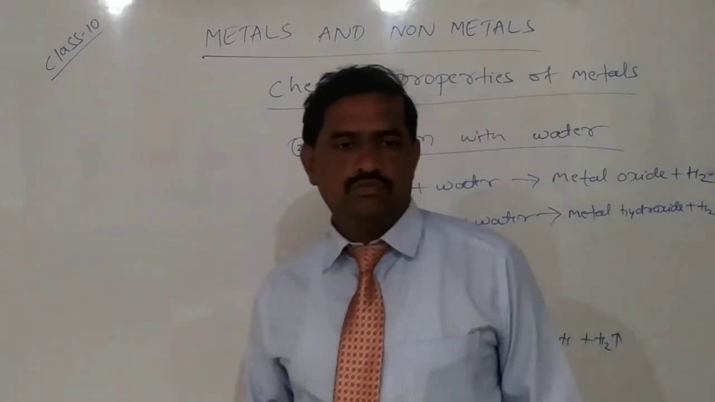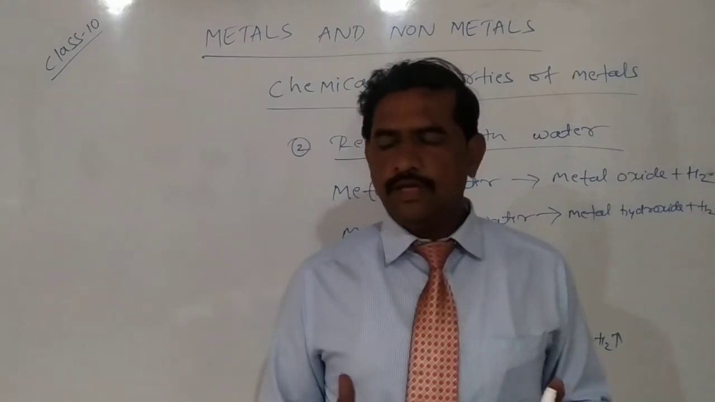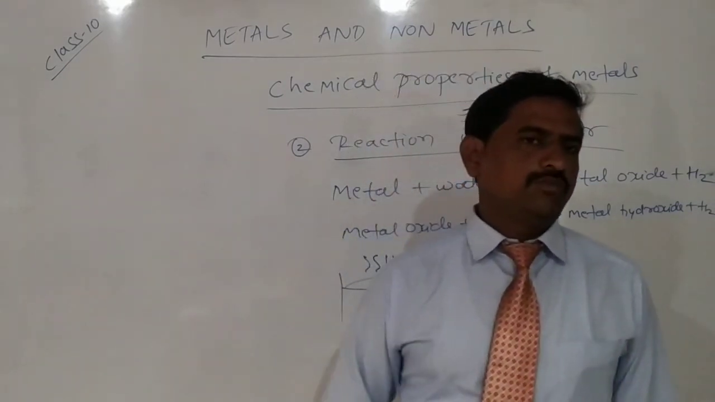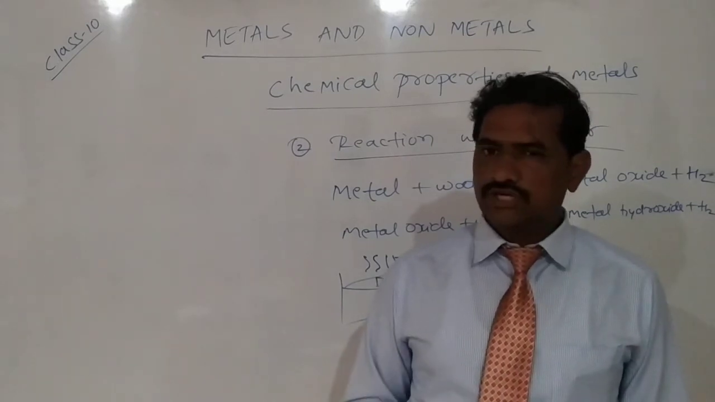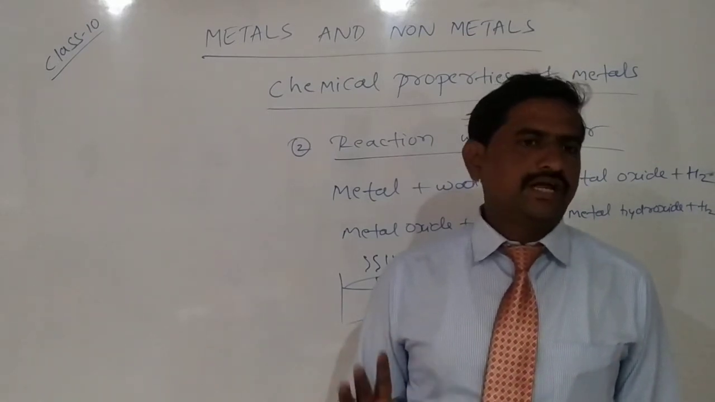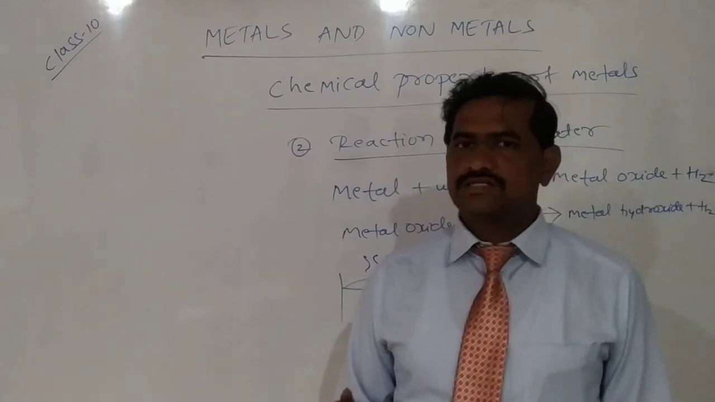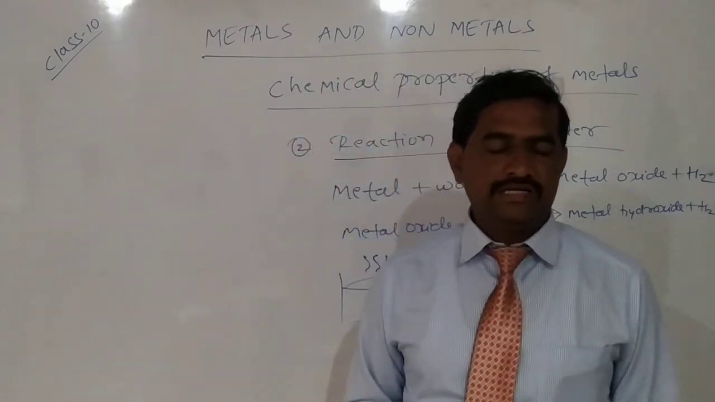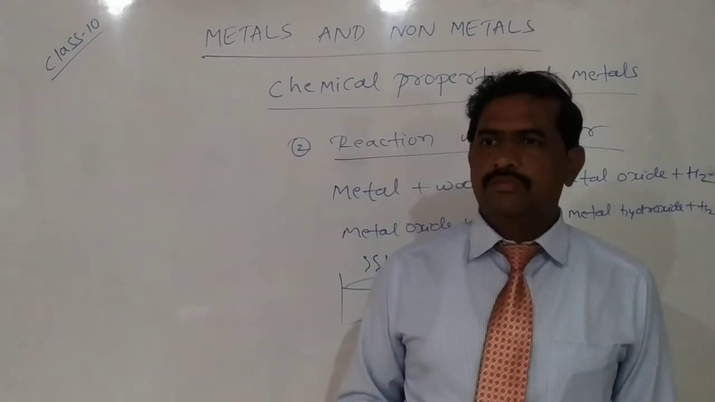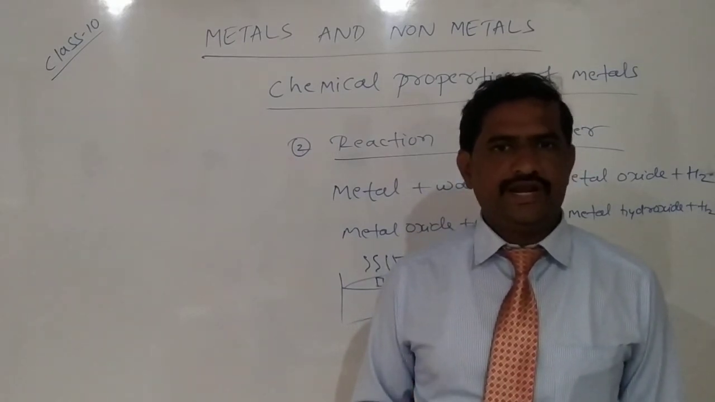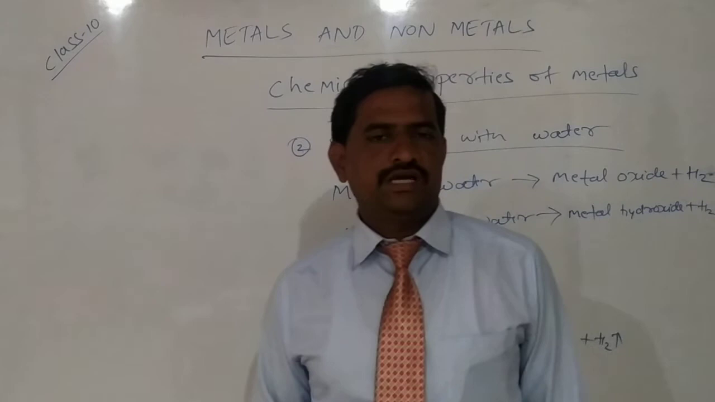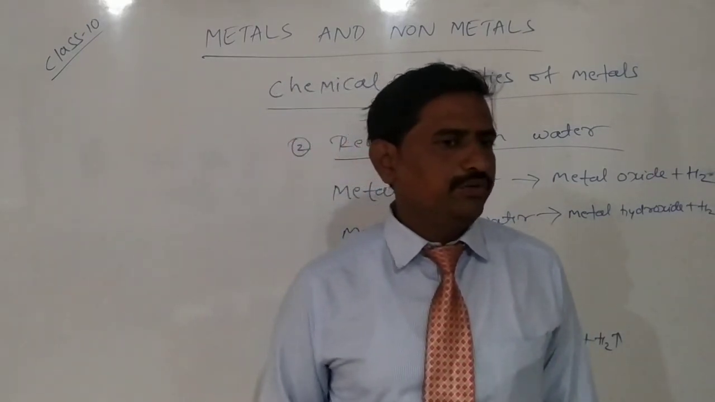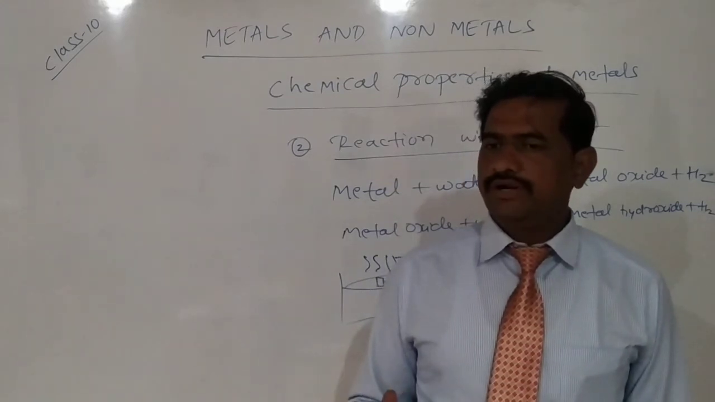In today's class, what have we studied? The metals and non-metals, their properties. What are the physical properties of metals? Metals are malleable and ductile. Metals are sonorous. Metals are lustrous. Metals are good conductors of heat and electricity. Metals are solid except mercury. Mercury is an example of a liquid metal.